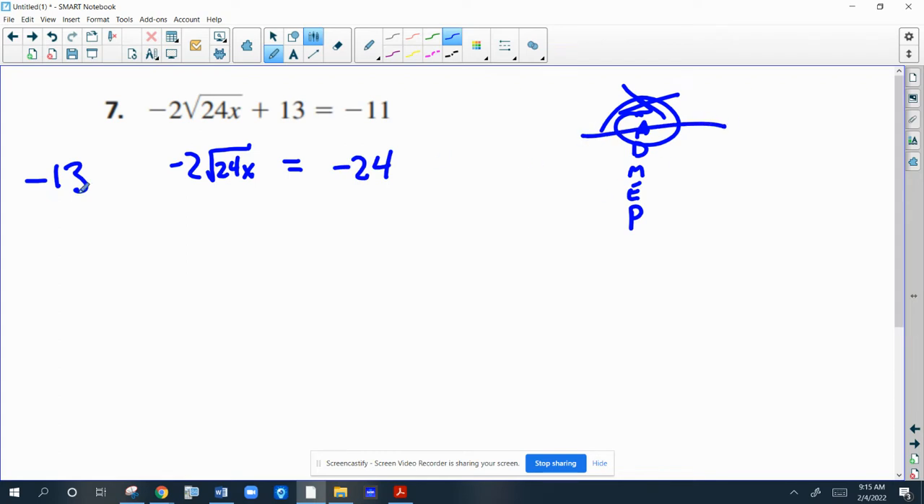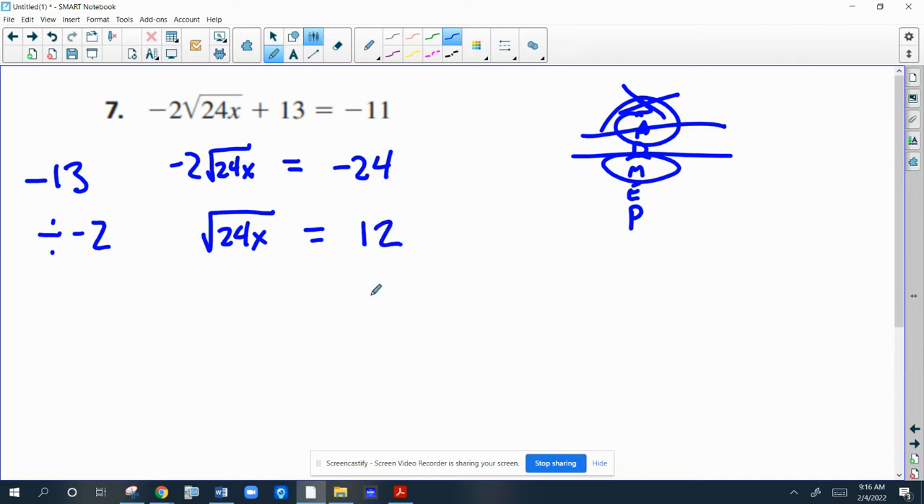Done with that. There's no division. There is a multiplication, -2 times the square root of 24x. So this is what I'm on now. I have to undo the multiplication, -2 times, by dividing by -2. So we'll have the square root of 24x equals -24 divided by -2. Negative divided by negative is a positive, and 24 divided by 2 is 12.